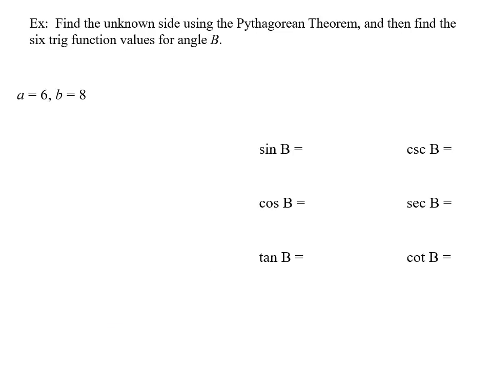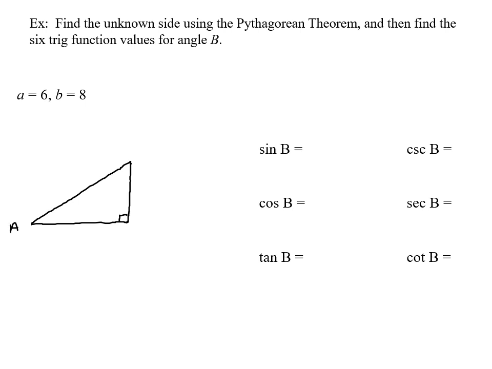Okay, this one says find the unknown side using the Pythagorean theorem, and then find the 6 trig function values for the angle B. So I do highly suggest that you draw the picture out here to make sure you get everything labeled correctly. So if I draw my picture, that's probably the best triangle I've done so far.